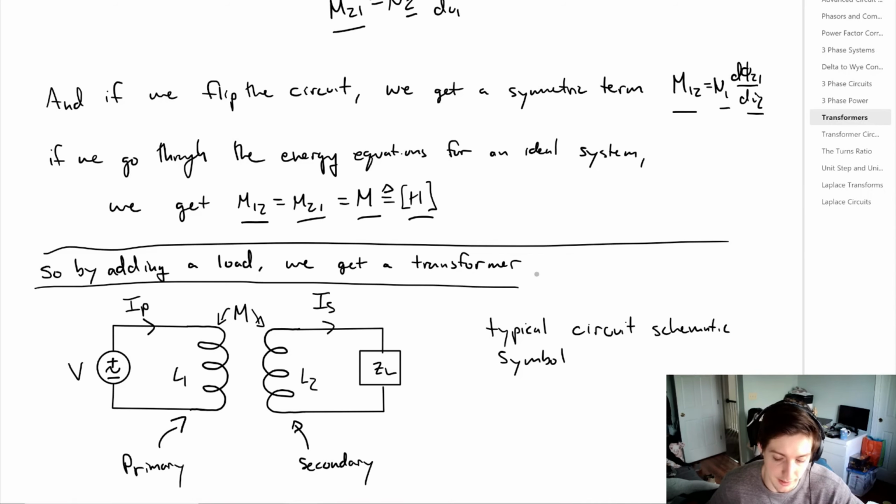So if we look at a typical circuit schematic, what you're going to see is something that looks like this here on the left, where you have a voltage source.